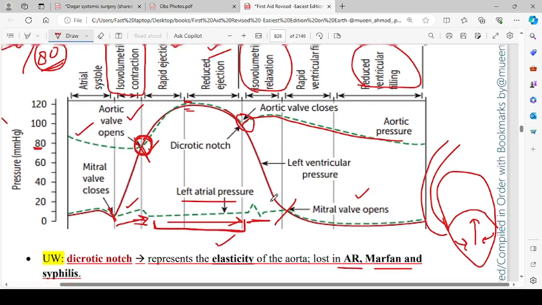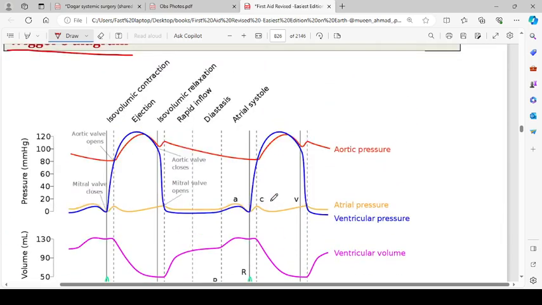Okay, so now let's move towards the bigger diagram. We have talked about this blue thing, that is the ventricular curve. So this is how the aortic valve opens, and isovolumic contraction, ejection, isovolumic relaxation, rapid inflow, diastasis. What is diastasis? Diastasis is the time after rapid inflow. Okay, wait a minute. Isovolumic relaxation is happening over here.